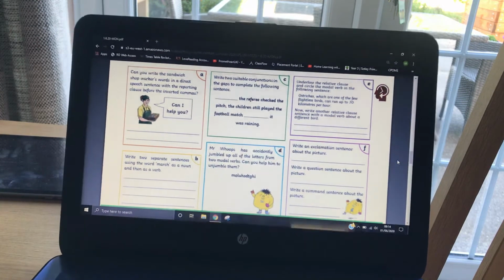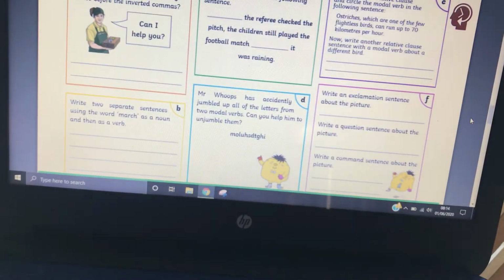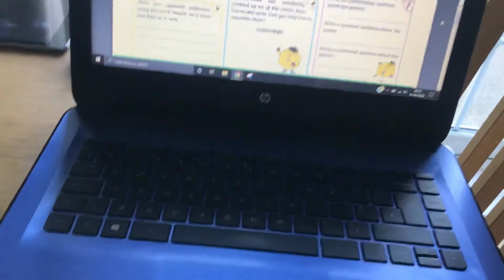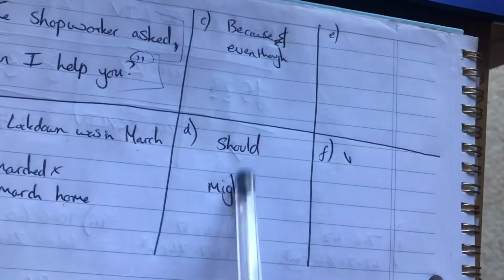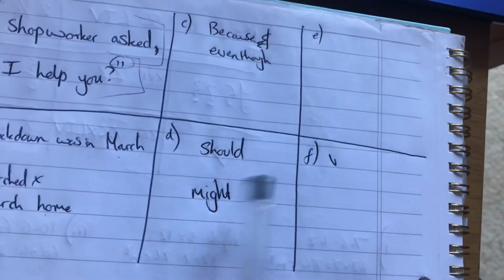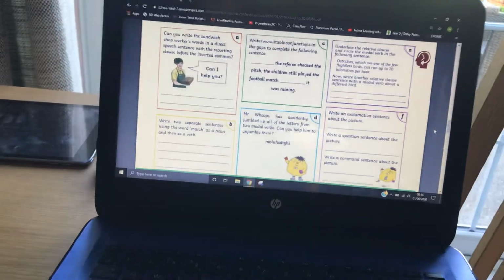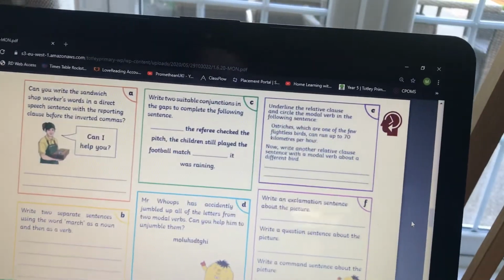I like this one, the Mr. Whoops. He's been meaner than me. He's jumbled up 2 individual modal verbs and put them into one big jumble. Oh man. I looked at this and I think I got it quite fast though. The two modal verbs are should and might. Oh, there's another one, because and even though. Should and might. And then the last 2 I can just point at.